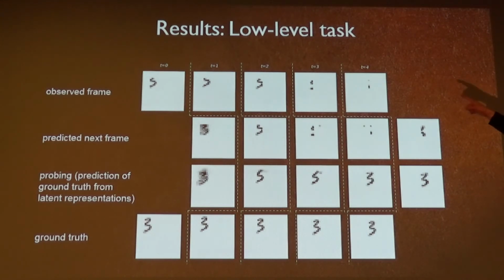And here's an example. On top you have the observed sequence. In reality it's digit 3 moving, but you only get glimpses of it. When we look at what the system is predicting as the next frame, you can see that after seeing the first frame, it has a very blurry prediction because it still doesn't know what the velocity is going to be. It has implicitly learned some kind of prior over velocities, and then it's integrating over that.